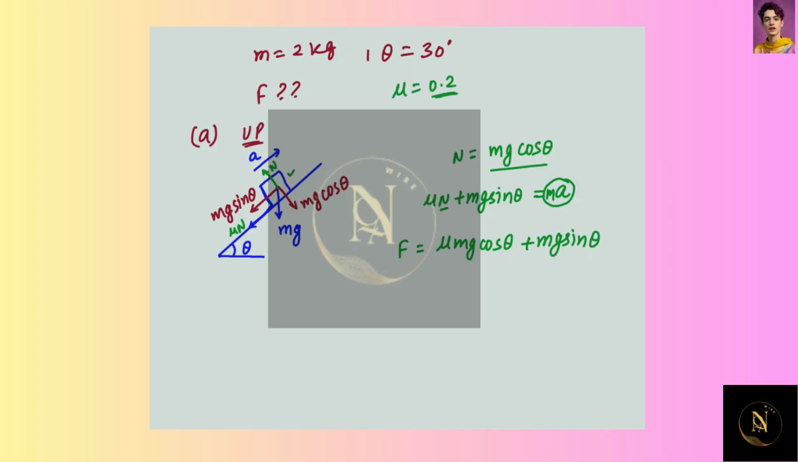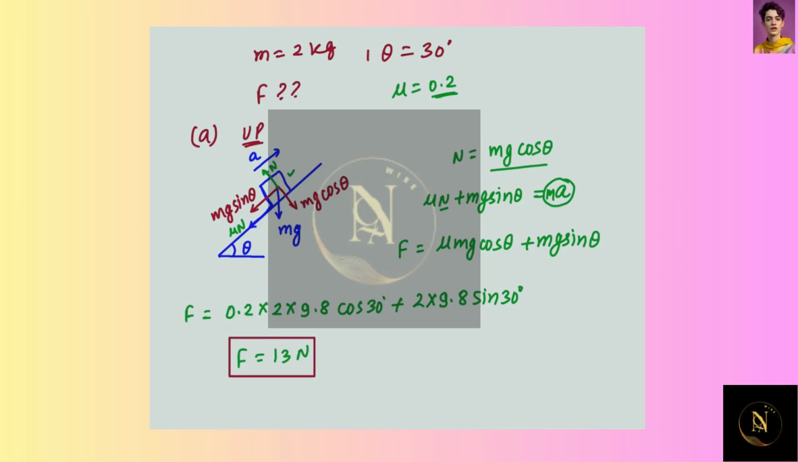So now substituting the values, the static friction coefficient mu is given as 0.2. So F equals 0.2 multiplied by 2 multiplied by g, which is 10, or we can take g as 9.8, multiplied by cos 30 degrees, plus m, which is 2 kg, g is 9.8 and sin 30 degrees. From here, after solving, the force F comes out to be 13 Newton. So this becomes the answer for part A of the problem.